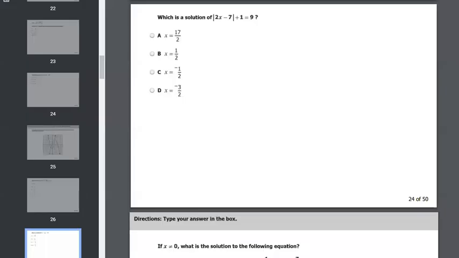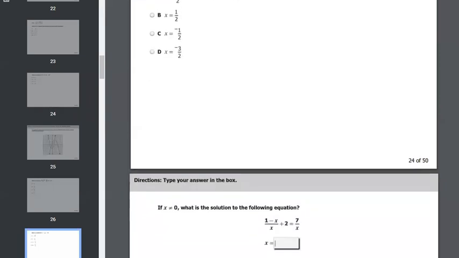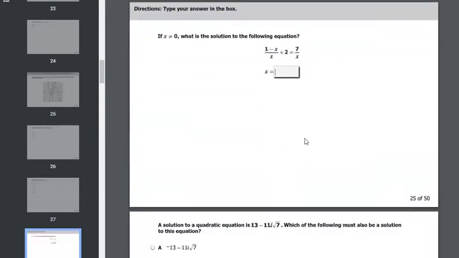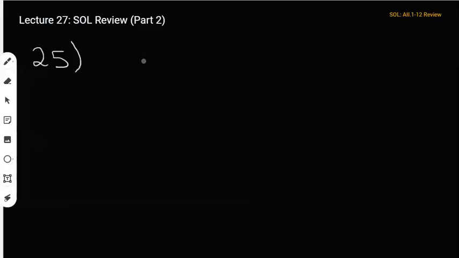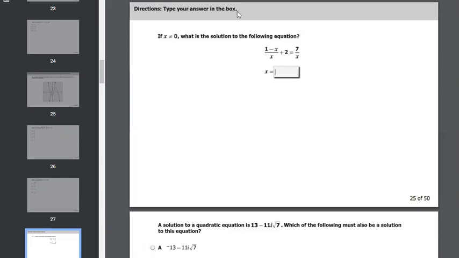Okay. The last one we're going to do today is 25. So what does 25 say? If x does not equal 0, what is the solution? 1 minus x over x plus 2 equals 7 over x. Okay, let's write that down. 1 minus x over x plus 2 equals what? 7 over x?